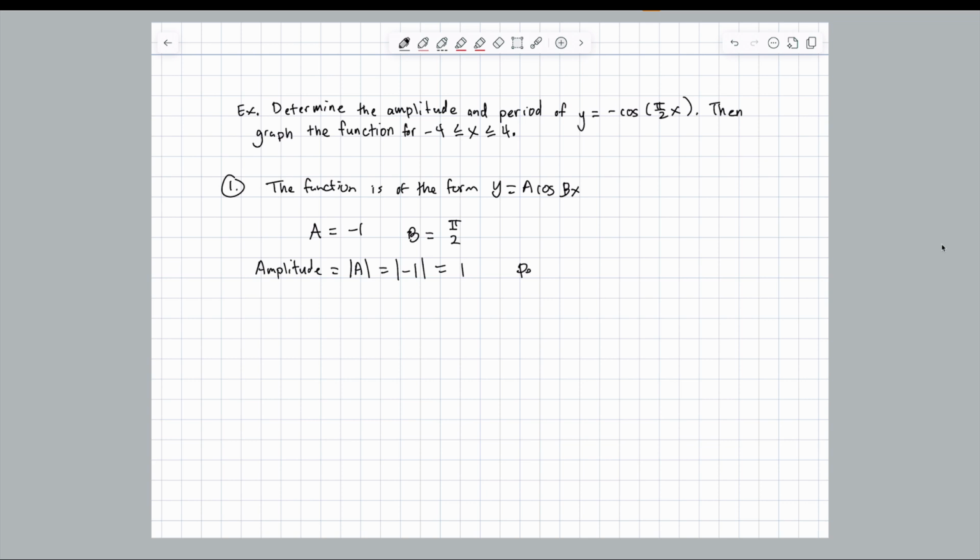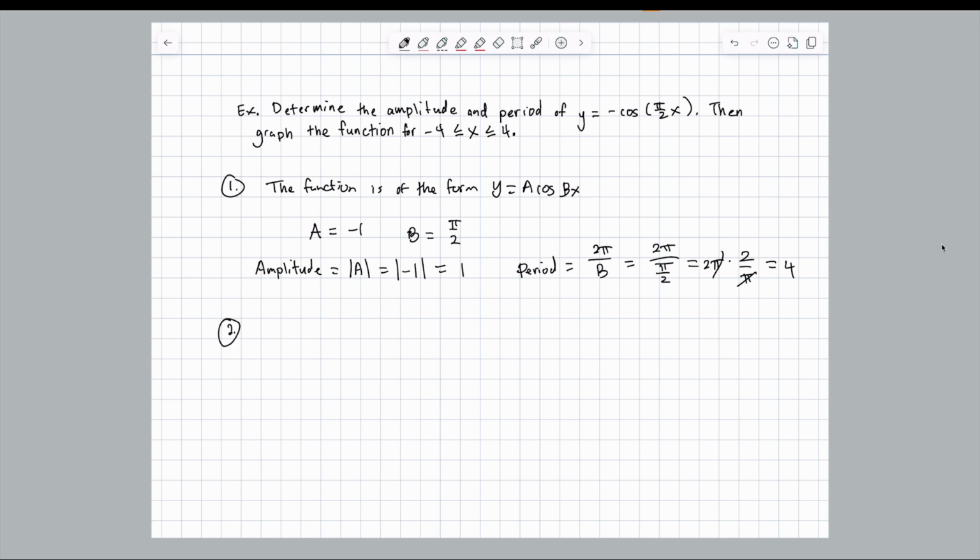And our period is going to be equal to 2 pi over b. So 2 pi divided by pi over 2. So we have 2 pi times 2 over pi. So the pi's cancel, giving us 4.